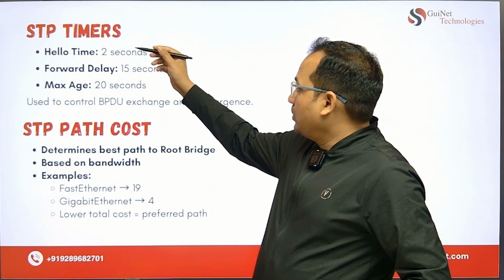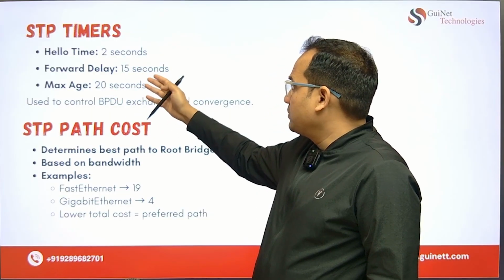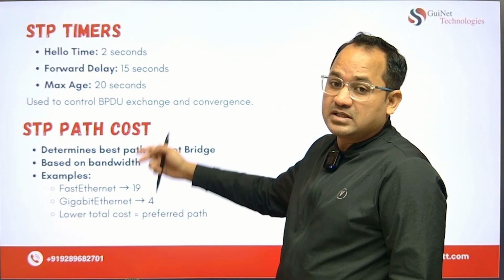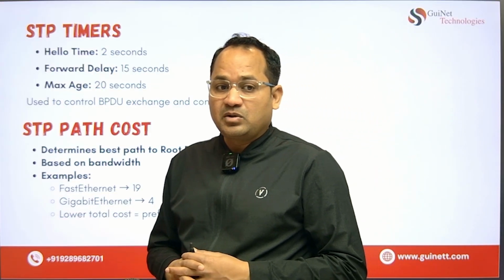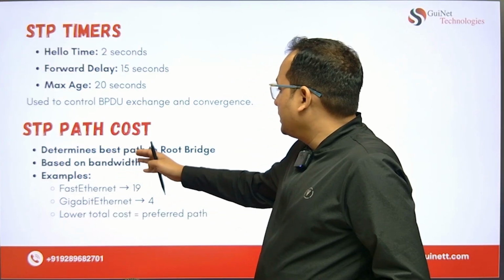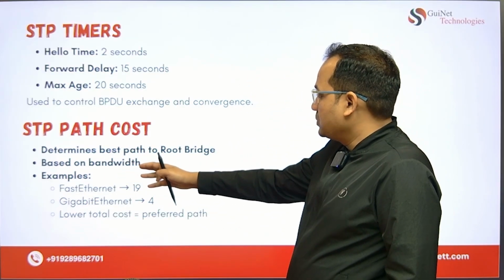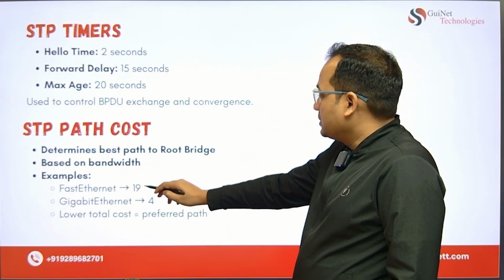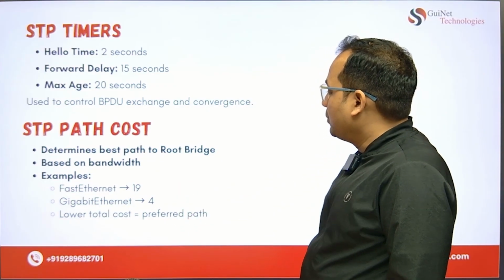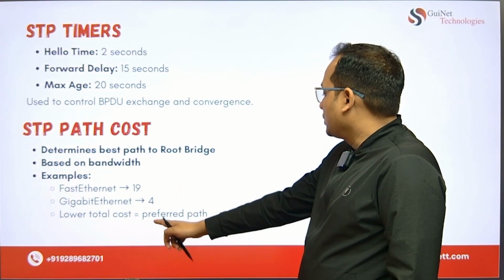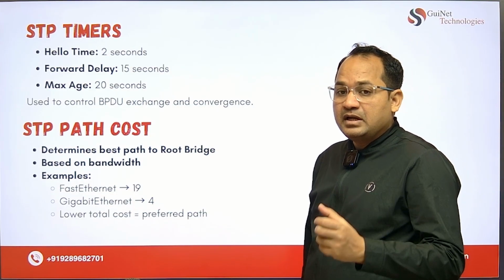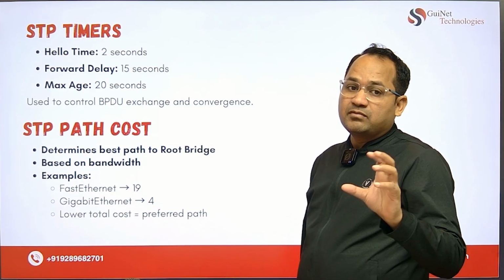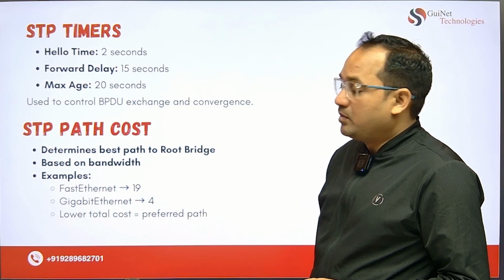These parameters are very important. Hello timer is 2 seconds, forward delay is 15 seconds, max age is 20 seconds. It means every conversation is going to happen based on this particular control. Now path cost determines the root path cost based on the bandwidth. The faster the bandwidth, the lower the cost: for example, 19 for fast Ethernet and 4 for gigabit, and the lower total cost is preferred on the path. We already discussed how the path cost works. The timers we already know: hello timer, forward delay, and maximum age of 20 seconds.